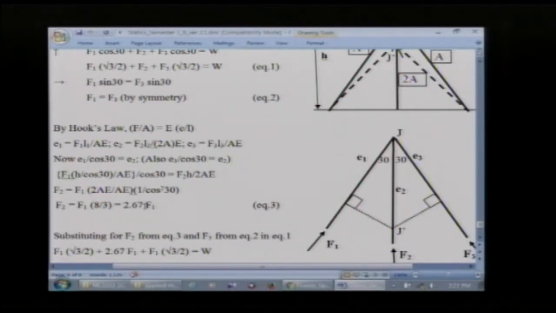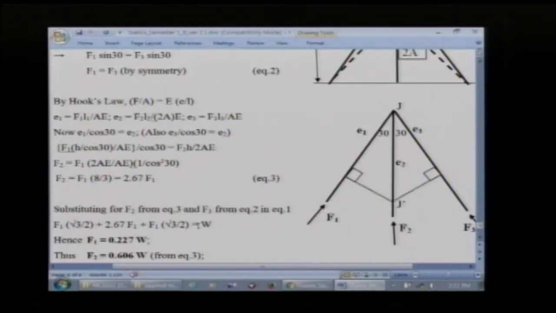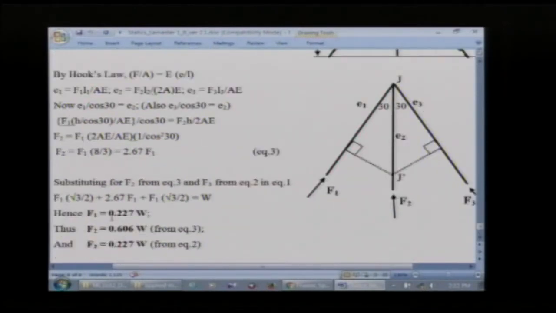In other words, that is 2.67 F1, right? So now we can go to this equation 1. This is 2.67 F1. This one is F1 into root 2 divided by 3. This one also we can write as F1 into root 3 divided by 2 by using this sort of symmetry condition, right? And that is equal to W. And this one we give that F1 is equal to 0.227, whereas F2 is equal to 0.606, and F3 will be equal to F1, right?